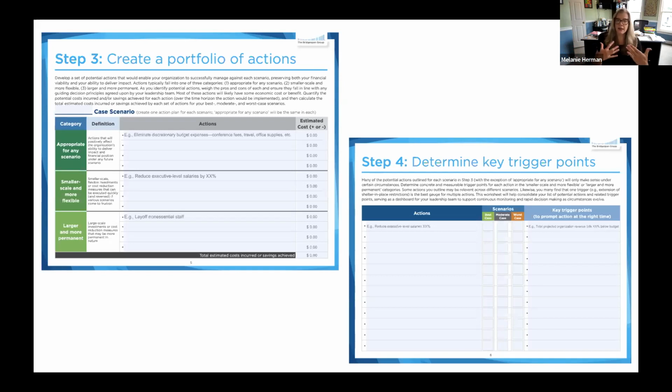So again, this is taking scenario planning pretty far. There are these multiple steps. This requires a lot of work. This is not something you could do by yourself in a few minutes. And it's probably best done with a team of people.